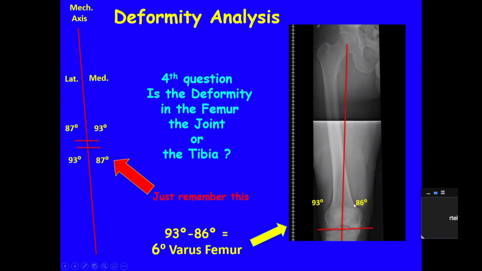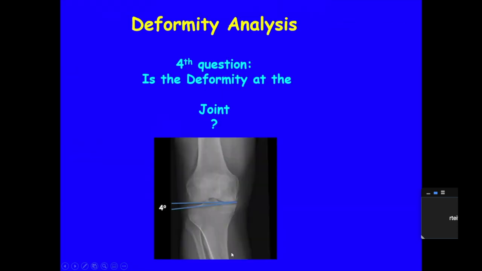And on the medial side, this angle measures 86 degrees. 93 degrees should be normal. So the difference between 93 degrees and 86 degrees is 6 degrees. So there is a 6-degree varus deformity in this femur.